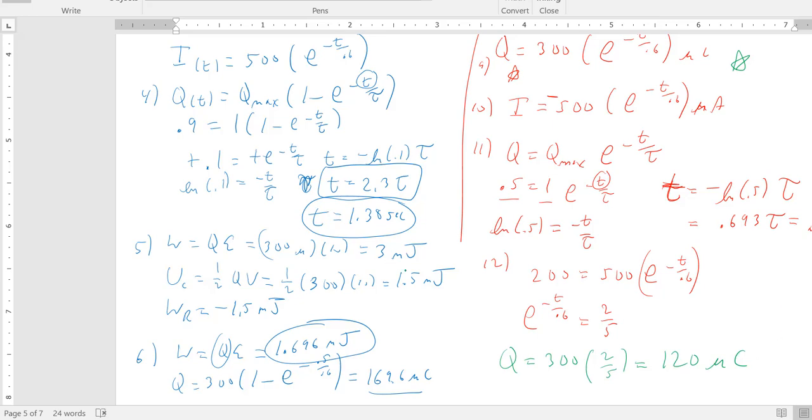I went through that kind of fast because they're all really straightforward problems if you know the equations. Again, use your common sense and think about your units. Use shortcuts on the powers of 10 and such.